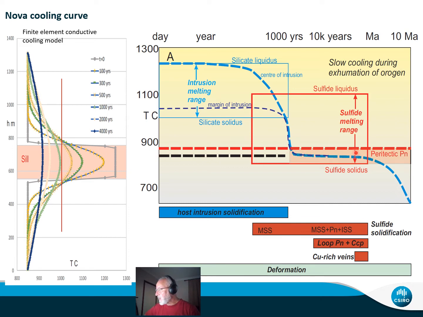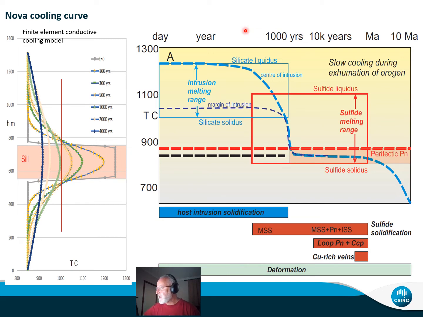This black line here is the ambient temperature of the country rock. This is sort of the metamorphic grade. So this is the temperature that the intrusion cools to. But when the intrusion has cooled to that temperature, the sulfides are still partially molten. Now, to get below the melting temperature of the sulfide, you've basically got to cool not the intrusion, you've got to cool the entire body of lower crust forming part of this orogenic belt.